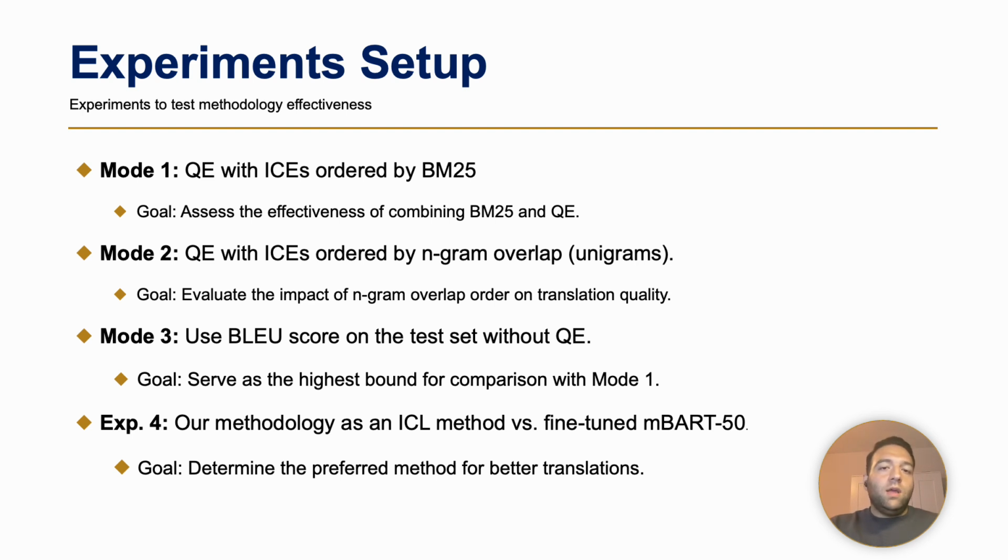In Mode 2, we explore the impact of ordering in-context examples by n-gram overlap, more specifically unigrams, along with QE. Since previous research has shown that ordering in-context examples by their n-gram overlap with the source text can be effective, we wanted to see how this affects translation quality. We reorder in-context examples based on their n-gram overlap, calculated using the NLTK tokenizer, so that in-context examples with higher overlaps were fed into the large language models earlier.